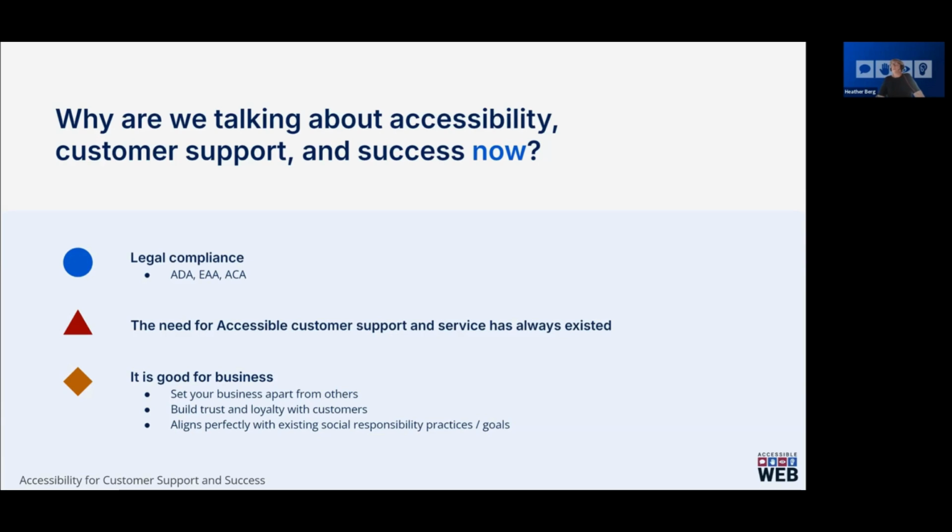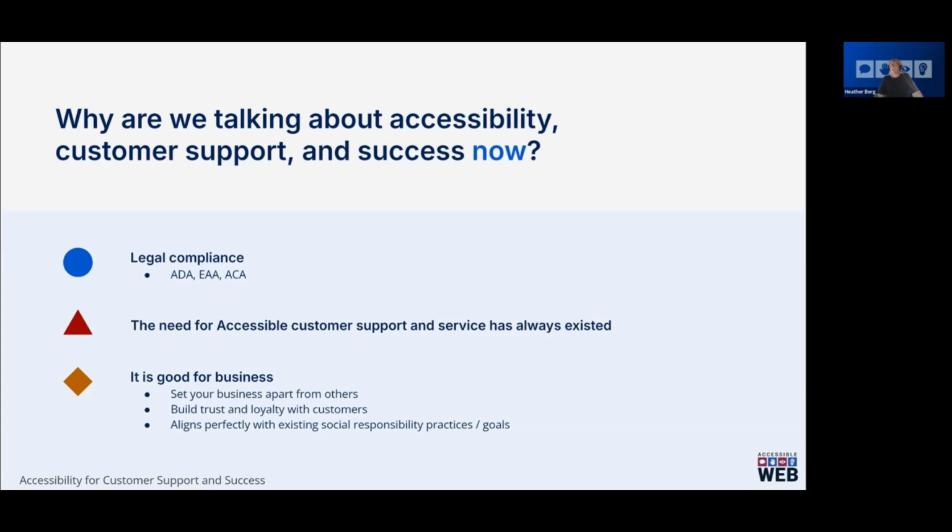The first one is legal compliance. So as many of you likely know, there are several major pieces of legislation globally slated to go into effect over the next months to 2 to 3 years. This includes the Americans with Disabilities Act, Title II here in the United States, the European Accessibility Act, and the Accessible Canada Act. We're not going to talk specifically about each of these pieces of legislation, but know that they all cover digital accessibility and have provisions specifically related to accessibility customer support.